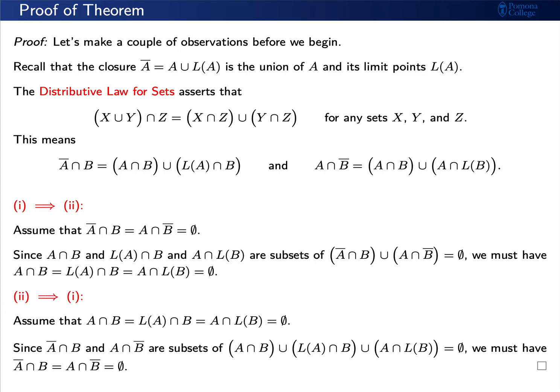Conversely, let's say that these three intersections are the empty set, namely A intersect B, L of A intersect B, and A intersect L of B. Since A bar intersect B and A intersect B bar are subsets of the union of these three, A intersect B union L of A intersect B union A intersect L of B, and this union must be the empty set, we see that both A bar intersect B and A intersect B bar must both be the empty set.